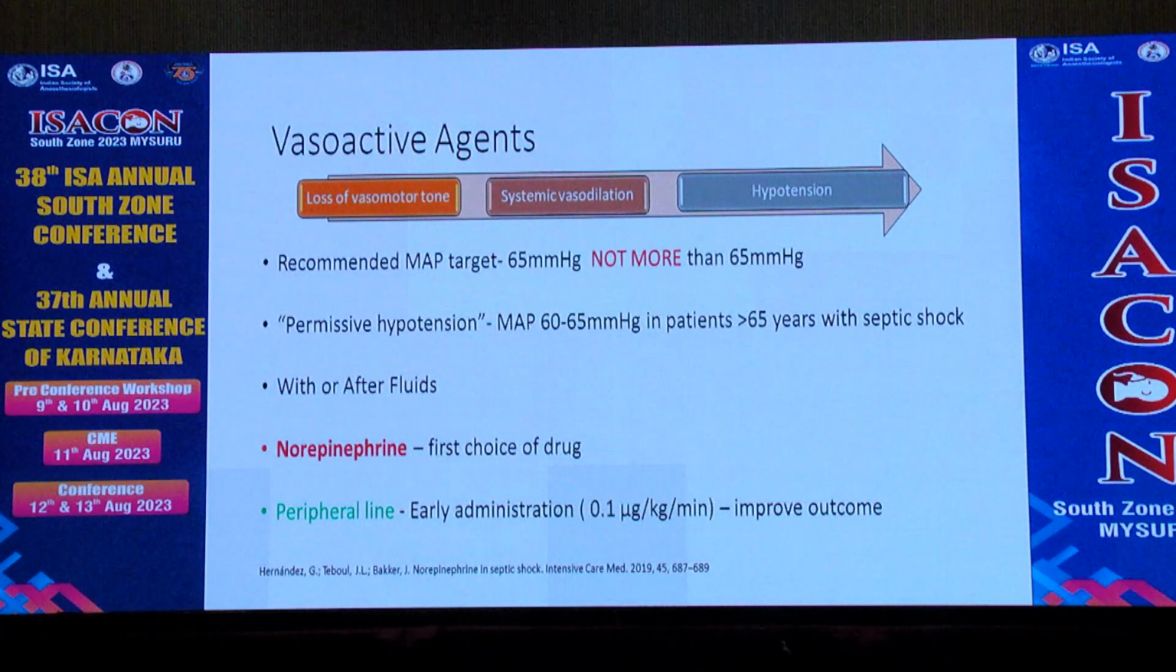And in an elderly patient, if the age is more than 65, it is recommended you can keep a little bit of hypotension, permissive hypotension, with a mean arterial pressure of 60 to 65. Here noradrenaline is the obvious drug of choice, and please do not wait to secure the central line before starting it. Whenever the peripheral line is there, you start the noradrenaline. Simultaneously, you try to take the central line and switch it over.